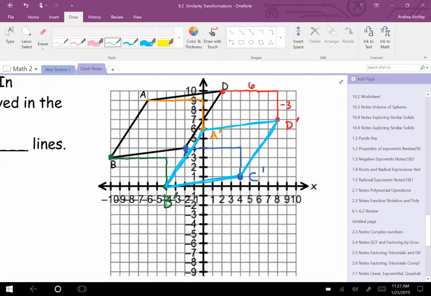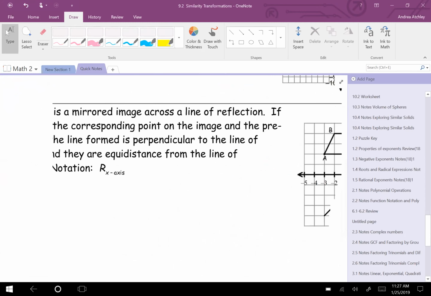Now, do those figures look the same? Yeah, right? The same shape, same exact everything, just in a different location, correct? Okay, and that's exactly what a translation does. It just shifts the same figure, congruent figures. Okay. Now we're going to move on.